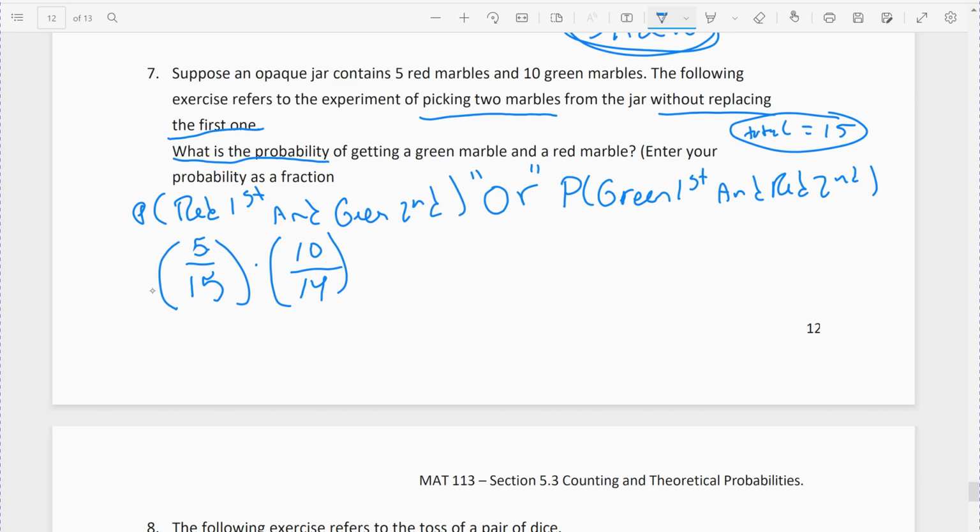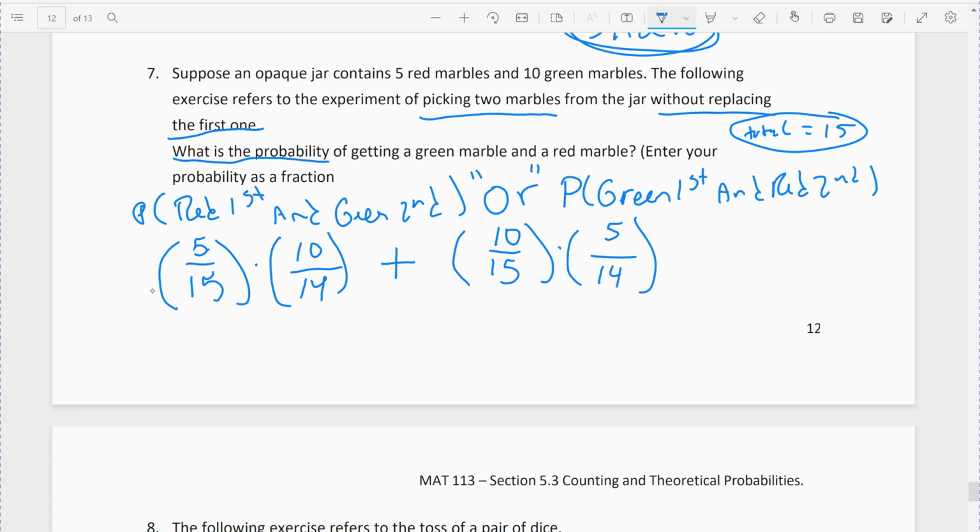Or, remember the word or, we use a plus, we add. The opposite is happening. So the first thing I do is pull out a green marble. Well, there are 10 green out of 15. And then the second is red. So remember, I pulled a green one out, so there are only 9 greens left. I still have 5 reds, so it's still 5 reds, but it's no longer out of 15. There are now only 14 marbles left because I pulled one of the green marbles out. All right, and then we multiply that out.